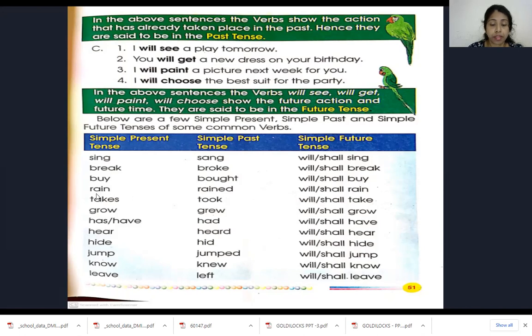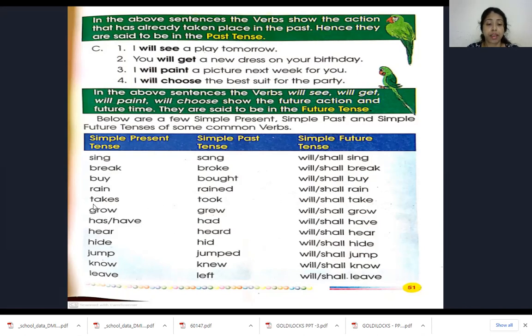The next one is rain. And for simple past tense, the rain will be rained. We need to add ed at the end of the word, and it will become rained. For the future tense, we need to use will or shall before the word rain. So it will be will rain or shall rain.